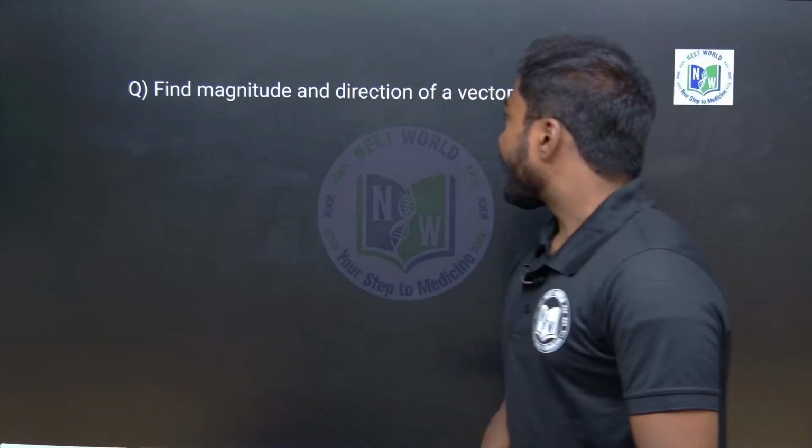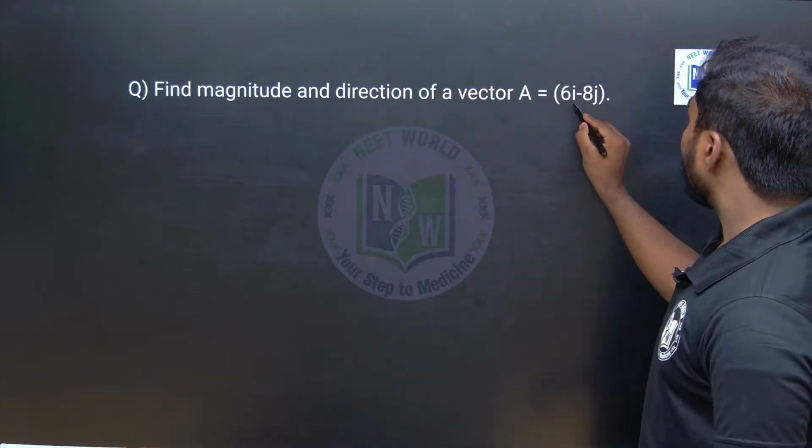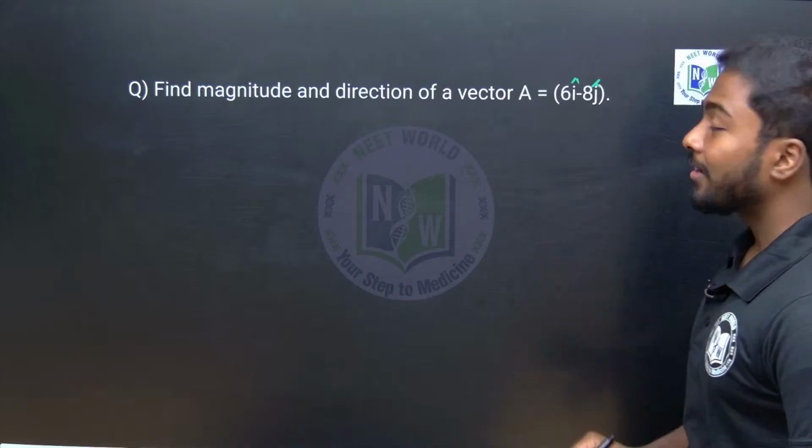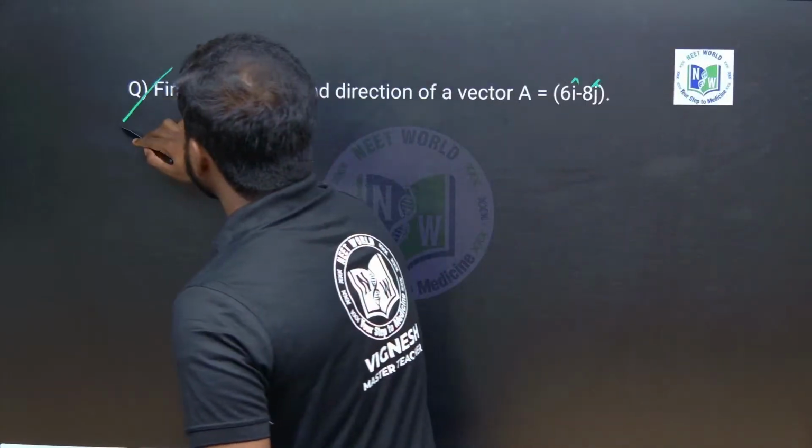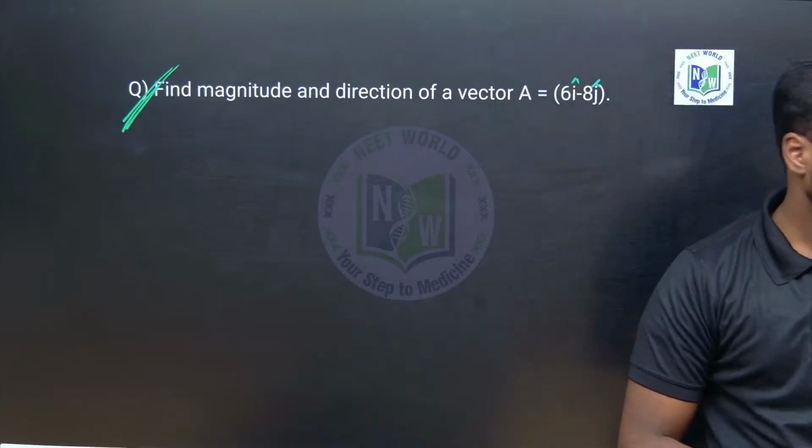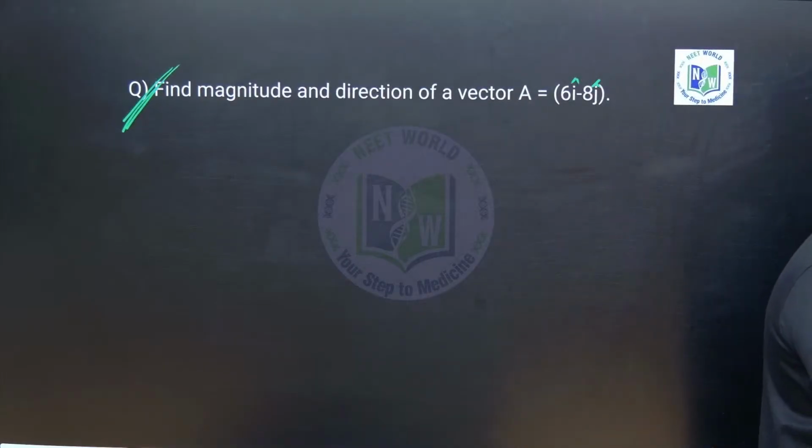Find the magnitude and direction of a vector A. So it is 6 I cap minus 8 j cap. Try this problem and give me the answer. Yeah, you can give the answer in the comment boxes, guys. So it is 6 I cap minus 8 j cap. I need to find the magnitude. When I want to find the magnitude, what is the formula? It is under root of 6 square plus minus 8 square, right?